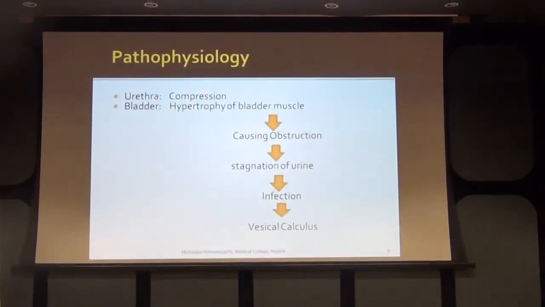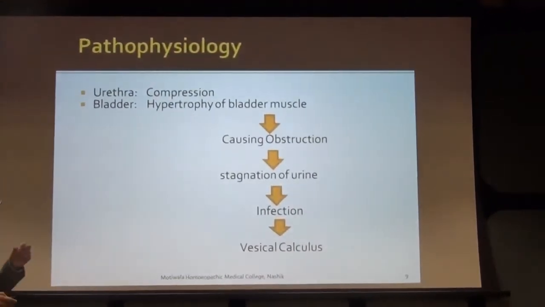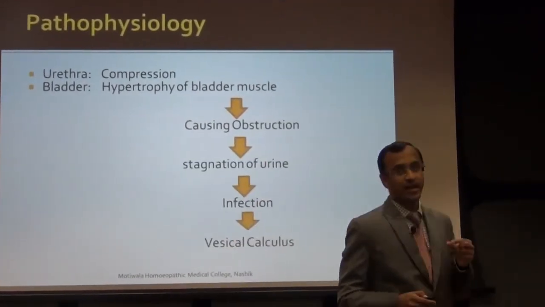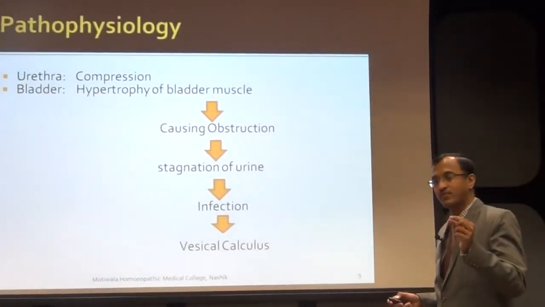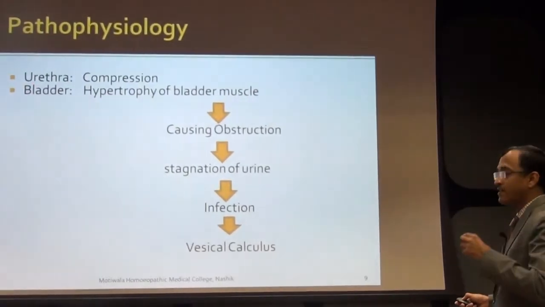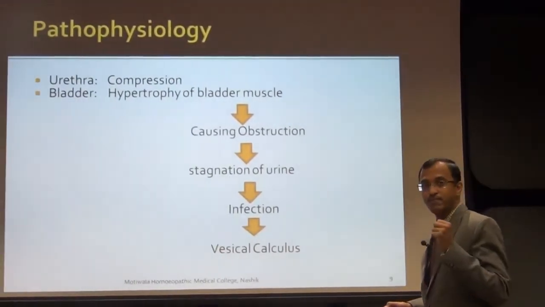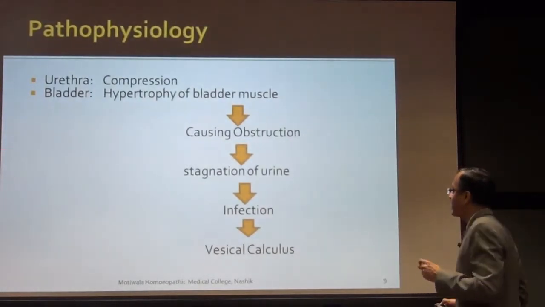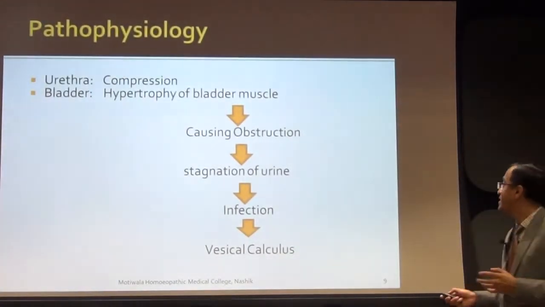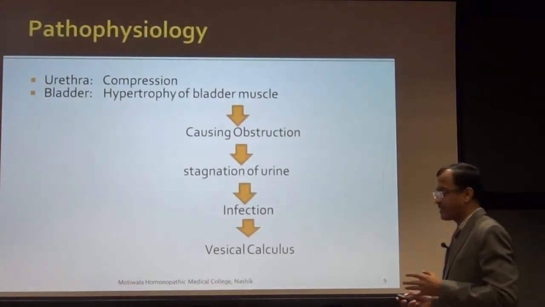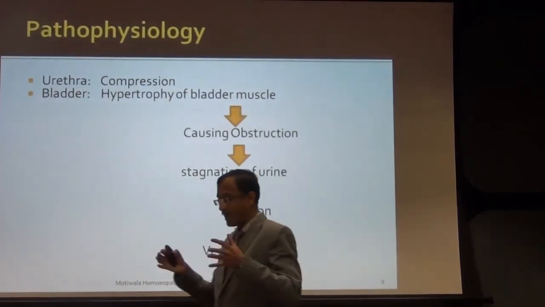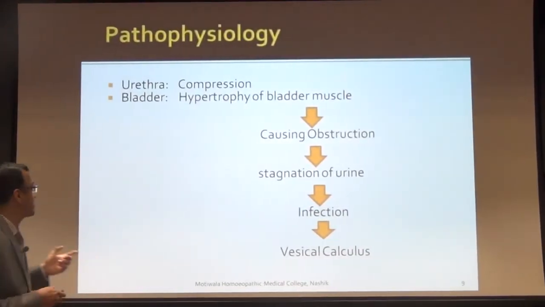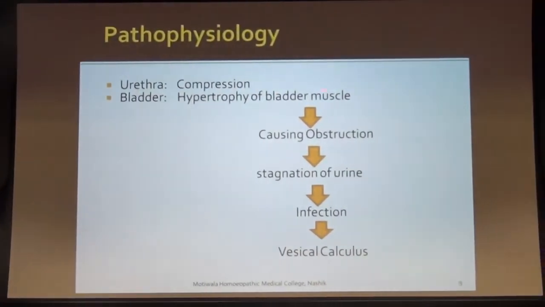The first pathophysiology you will find is the compression of the urethra, right? The compressed urethra brings on various troubles. Second is the key thing which develops in the urinary bladder. In the urinary bladder, the first thing it will develop is hypertrophy of the bladder muscles. Along with the enlarged prostate and the compression of the urethra, there is bladder hypertrophy.